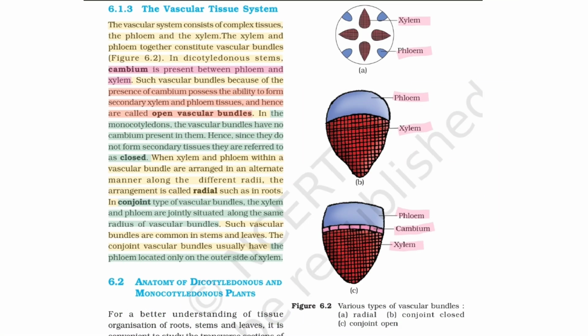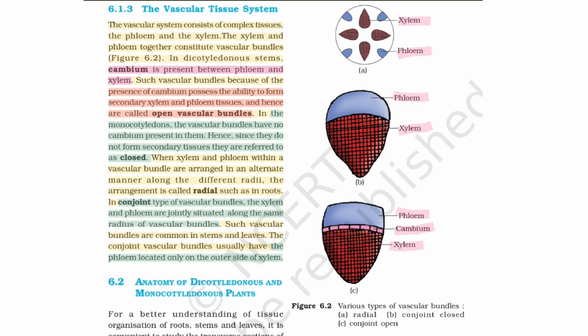6.1.3. The vascular tissue system. The vascular system consists of complex tissues, the phloem and the xylem. The xylem and phloem together constitute vascular bundles, figure 6.2. In dicotyledonous stems, cambium is present between phloem and xylem. Such vascular bundles, because of the presence of cambium, possess the ability to form secondary xylem and phloem tissues and hence are called open vascular bundles. In the monocotyledons, the vascular bundles have no cambium present in them. Hence, since they do not form secondary tissues, they are referred to as closed.